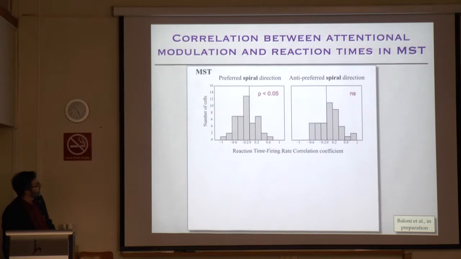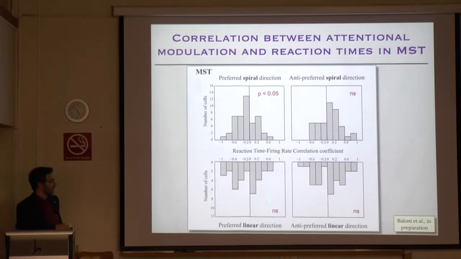So if we do this in MST for spiral directions, we find exactly the same relationship. A significant correlation for the preferred spiral direction, none for the anti-preferred. If we do this in MST for the linear motion, we don't find a link between the response to linear motion, even for the preferred linear motion, and behavior. So it is an indication, along with the hypothesis I just told you about, that these neurons do not seem to have a direct contribution to our perception of linear motion, while the MT neurons do that.